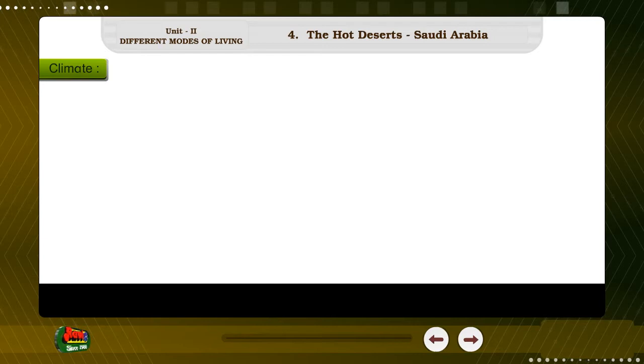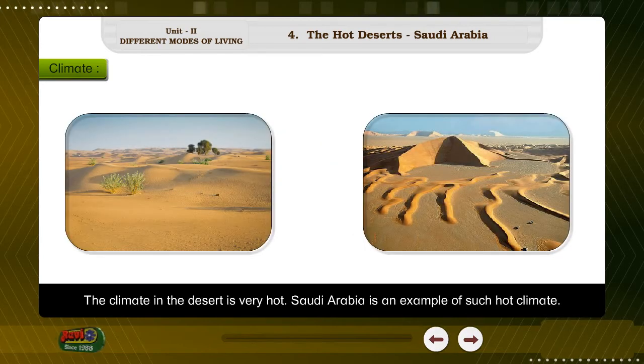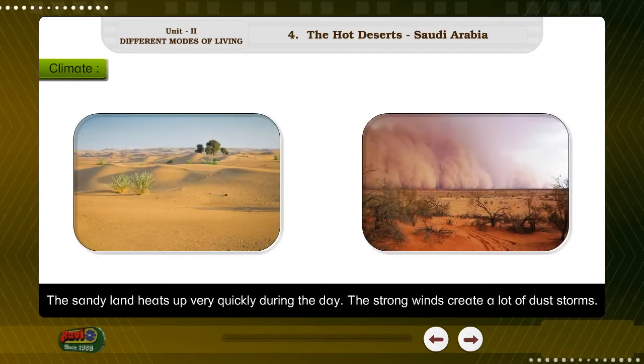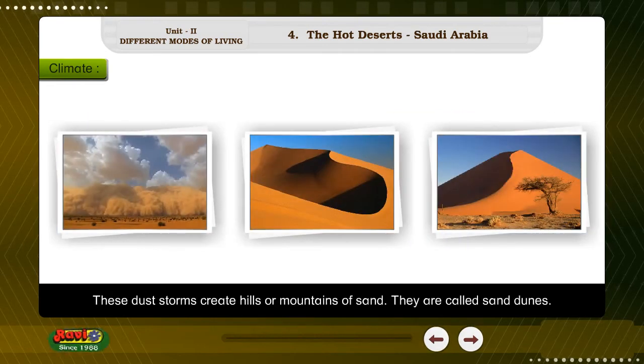Climate: the climate in the desert is very hot. Saudi Arabia is an example of such hot climate. The sandy land heats up very quickly during the day. The strong winds create a lot of dust storms. These dust storms create hills and mountains of sand. They are called sand dunes.